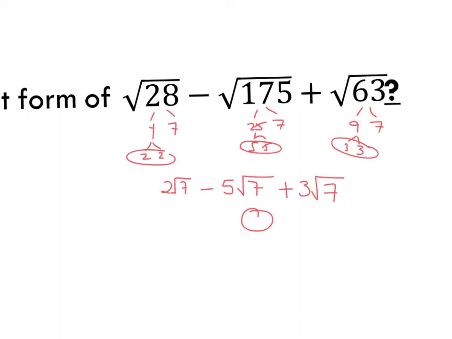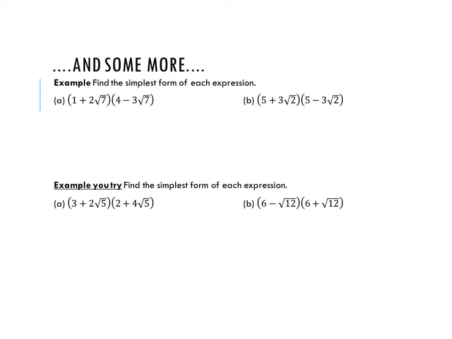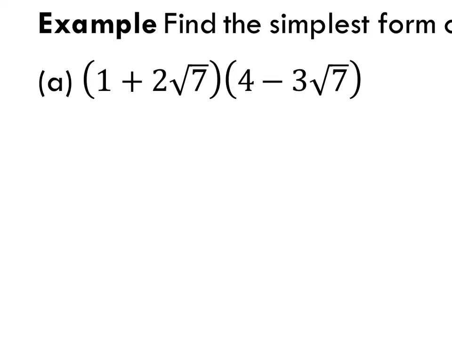What you will end up with this one is just 0. 2 minus 5 is negative 3 plus 3 is 0. So it's just 0. Notice what we're going to do in this next one is we're going to multiply our radical binomials. We're just going to distribute just like we would if we were working with variables.